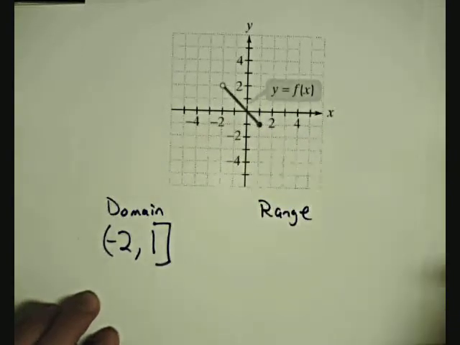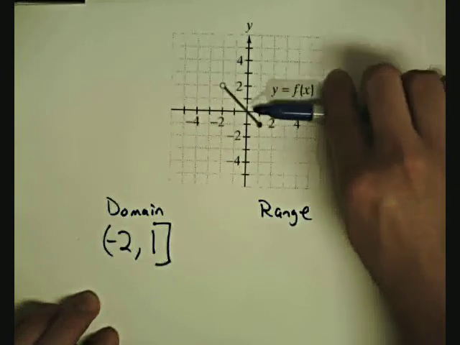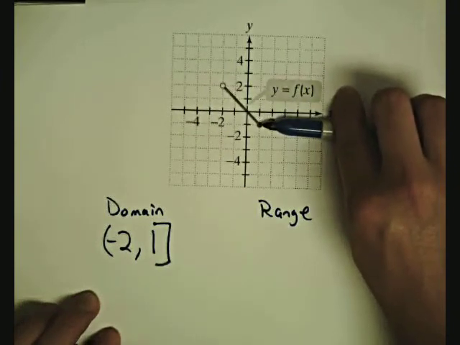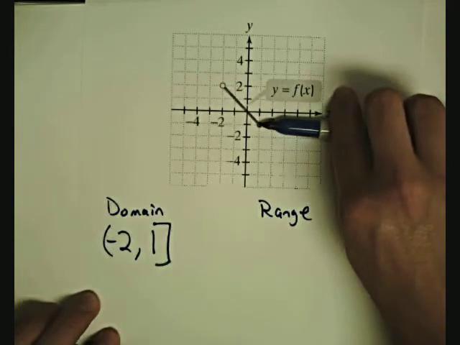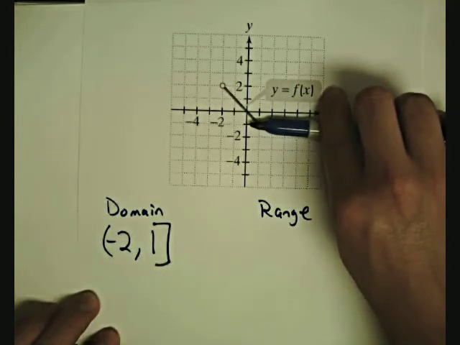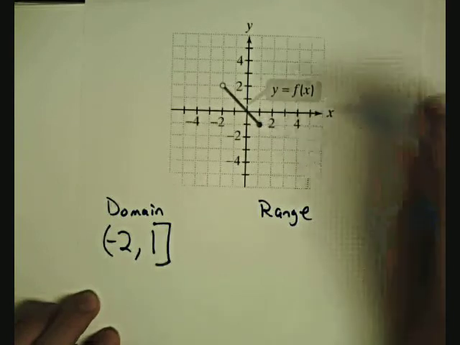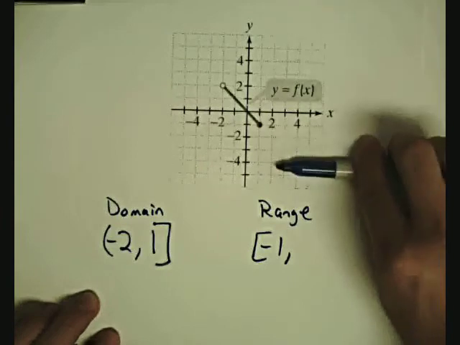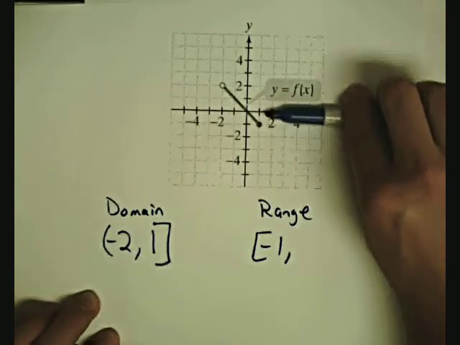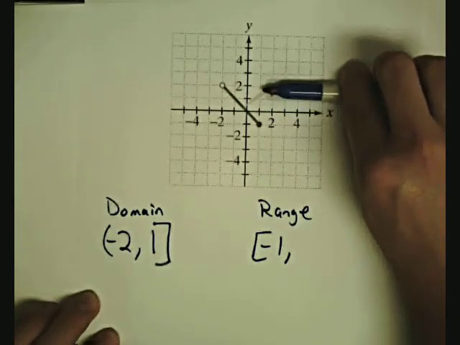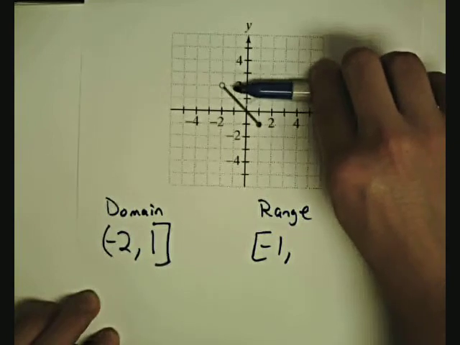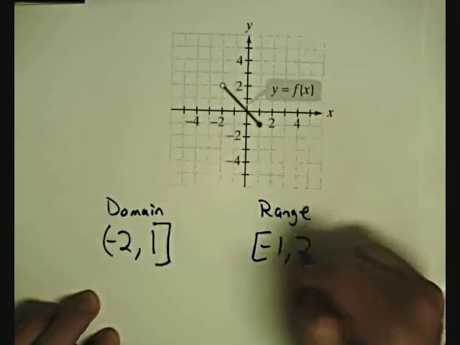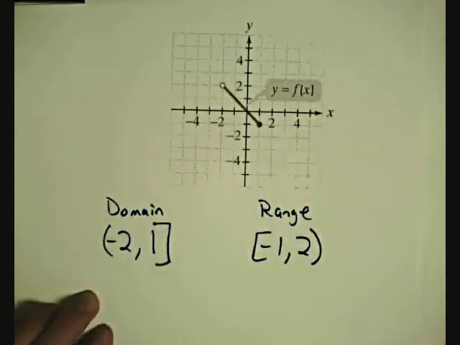Our range, y values, we want to see what's the furthest down our graph goes, and that's this point, and that's happening at y equals -1. And it's a filled-in circle, so we'll use a bracket at -1. The highest that our graph goes is to y equals 2 at this point, and we have an open circle, and so we'll use 2 with a parentheses.